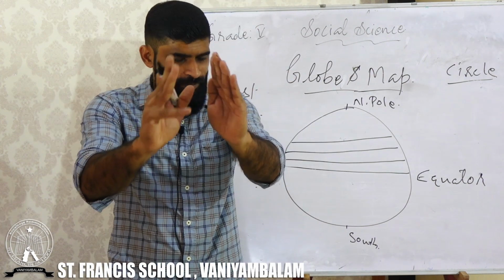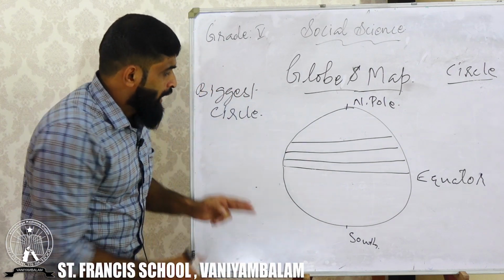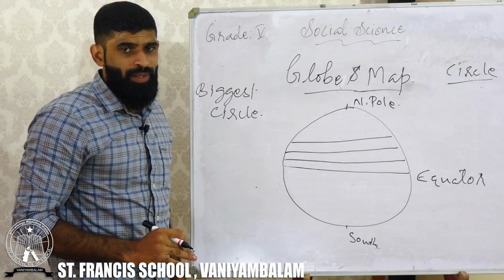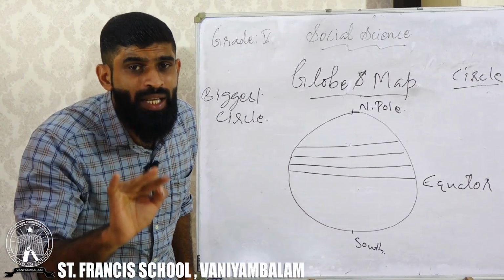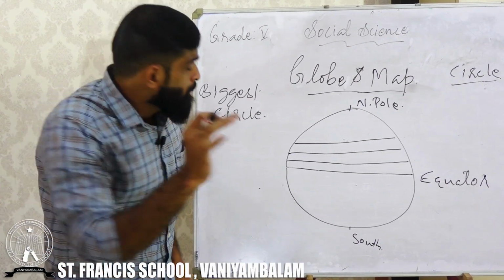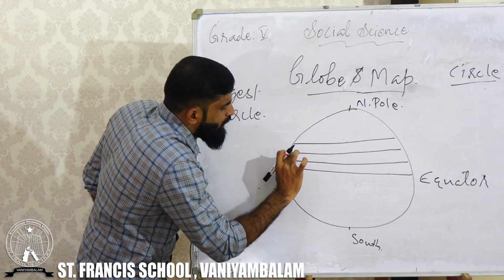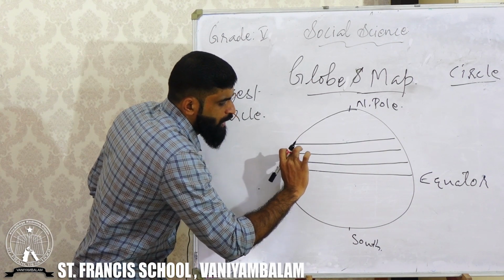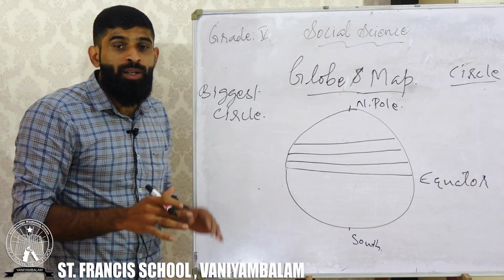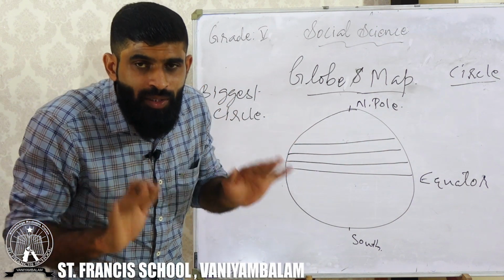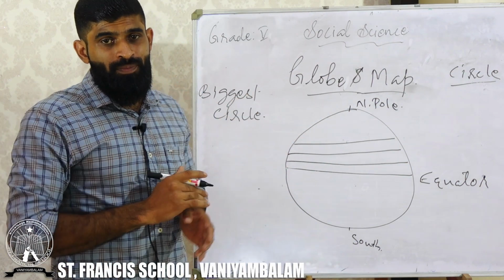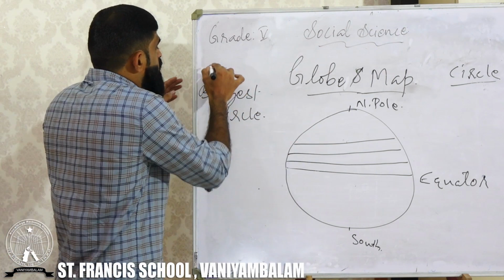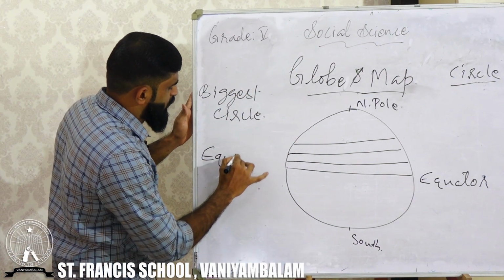Only the size and length have the change. But the distance from one latitude to another, or from one parallel to another, will be equal. That is equidistant. Parallels are equidistant. What is equidistant?